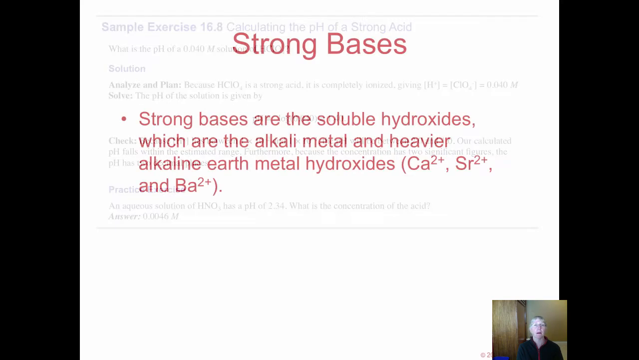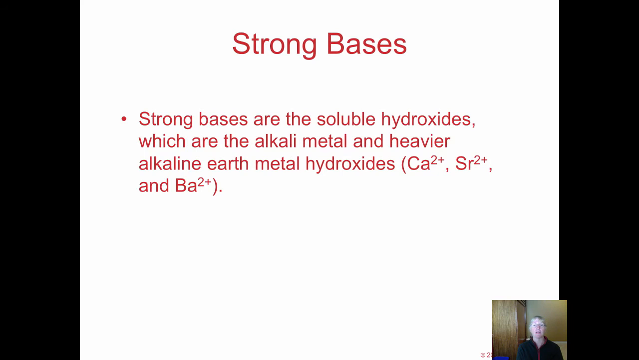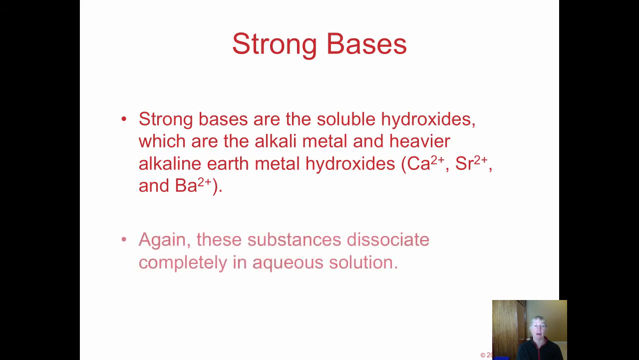Now, if you are looking at a strong base, these are the soluble hydroxides, and that would be the alkali metals, the lighter ones, and then the heavier alkaline earth metal hydroxides. So we have the sodiums, the potassiums, with hydroxide, and you could have calcium or strontium or barium hydroxides. Again, these totally dissociate, but now that you can see, since we have 2+ charges, you won't have the simple 1-to-1 ratio sometimes, and you have to do slightly more math.